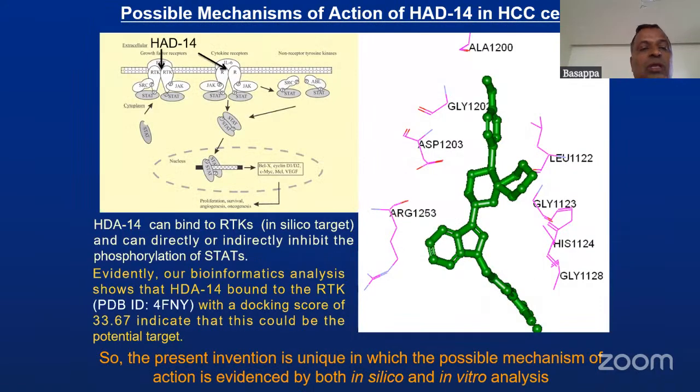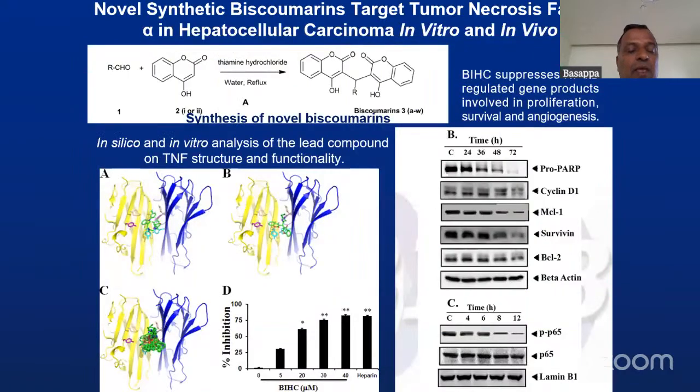So coming to the in silico studies, here is a graphical representation of how our compound binds. It may bind to the receptor tyrosine kinase, followed by the respective phosphorylation of STAT3, and inhibition of heterodimerization of STAT3 could take place, followed by its anti-cancer effect, which could be observed. This has been published in JBC.